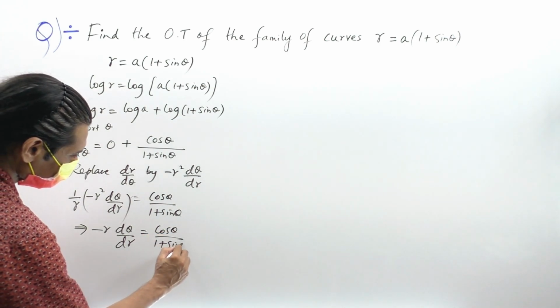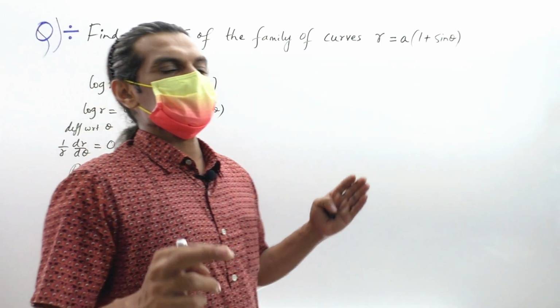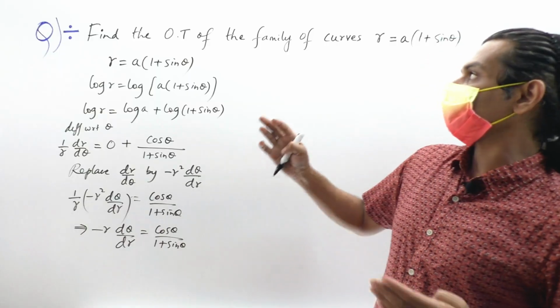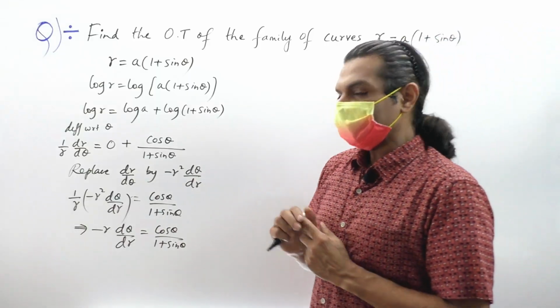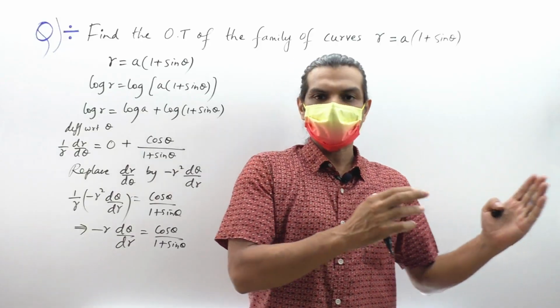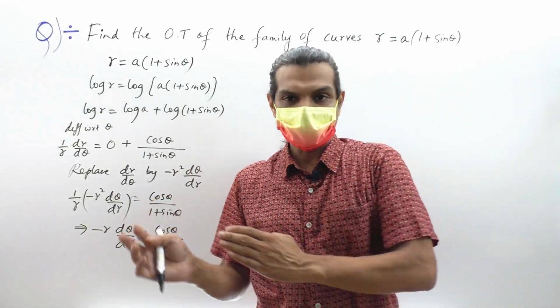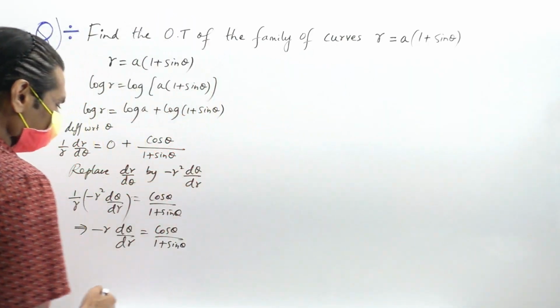Now for this expression, we need to make a differential equation and solve it to form the given OT for the curve. So how to do it? We better separate the variables: d theta, dr, and r and theta. We separate d theta and theta on one side, and dr and r on the other side.